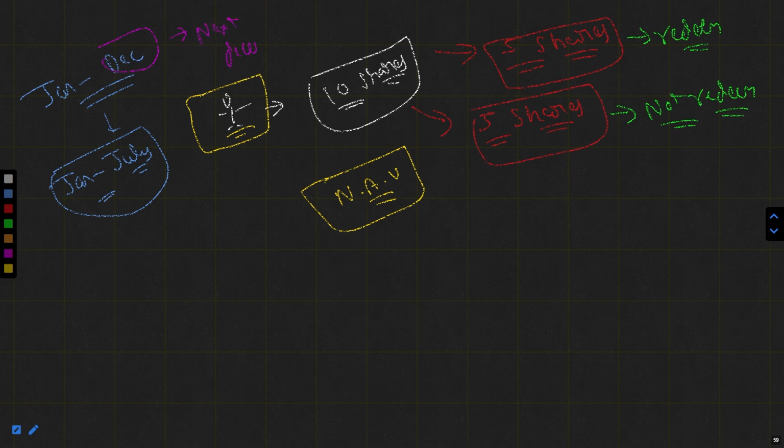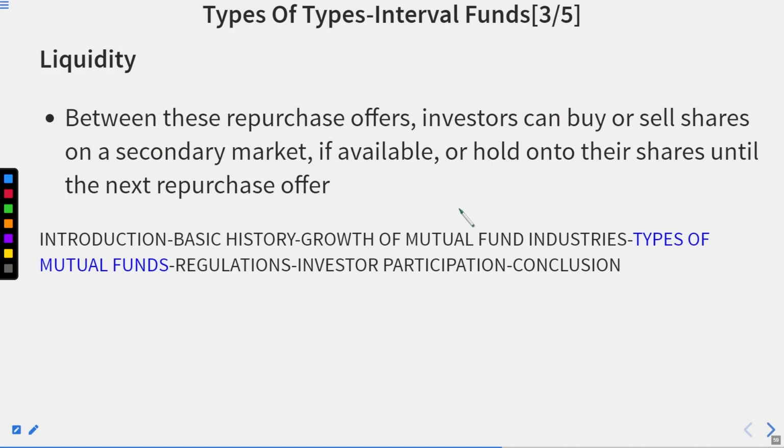Because after every 6 months, the company, the AMC, you can say, redeems the shares. Okay, so that's the facility provided under the interval liquidity.